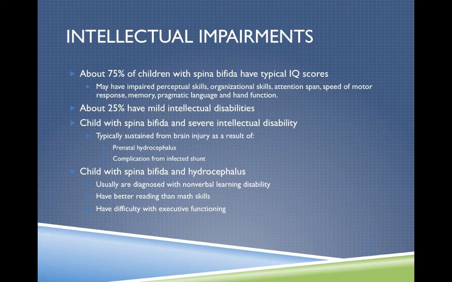Children with spina bifida and hydrocephalus typically have worse memory retention and functioning than a child with spina bifida and no hydrocephalus. A child with spina bifida and severe intellectual disability typically sustained a brain injury as a result of prenatal hydrocephalus or a complication with an infected shunt. And the child with spina bifida and hydrocephalus, like I said, usually is diagnosed with nonverbal learning disabilities, has better reading than math skills, and has difficulty with executive functioning.